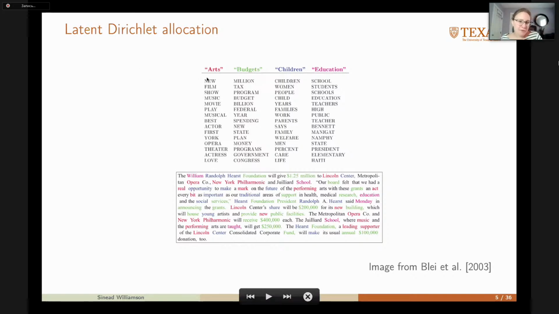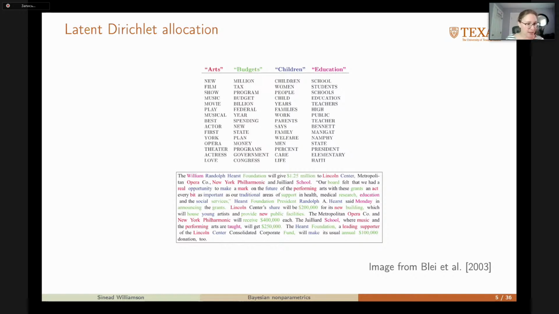And we see in the left-hand side one that it's got a lot of words to do with the arts. So films, shows, plays, musicals. And that's been labeled arts, but that's a post hoc label, right? Someone, probably Dave Blei, has looked at this topic and has decided to call it the arts topic. I see there's a question which I'm going to come to in a second. And then on the right, we've got topics to do with education, right? School, students, teachers, etc. So that one's been post hoc labeled the education topic.